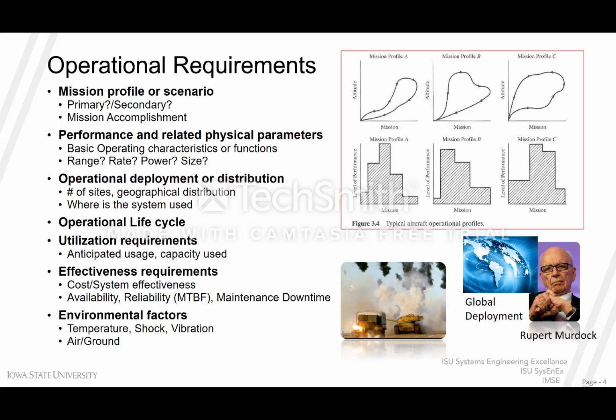Utilization requirements. What is the anticipated usage? How will the end user use the system? What will be the capacity? How frequently will they be using it? If it's a computer, is it something that they will use every single day? Is it a smartphone? Is it something they're going to be using every hour of the day or in some cases every minute of the day? Or is it a combine harvester or some other piece of farm equipment that might only be used once a year but needs to be ready and functional when it is required?